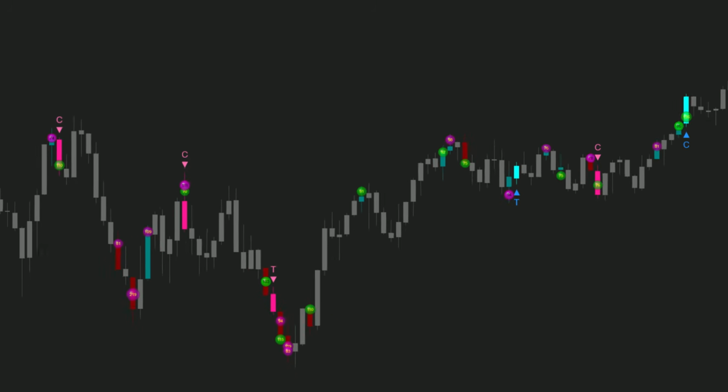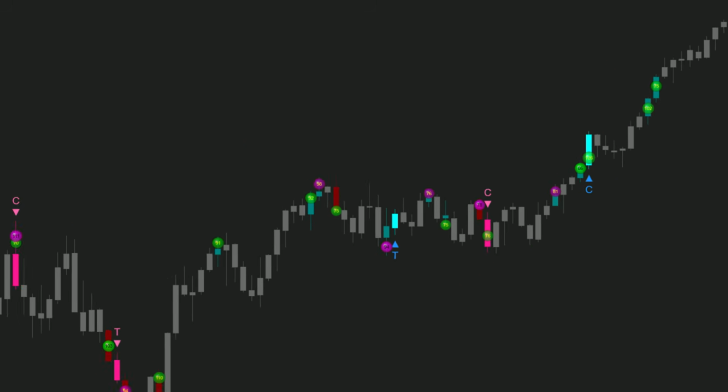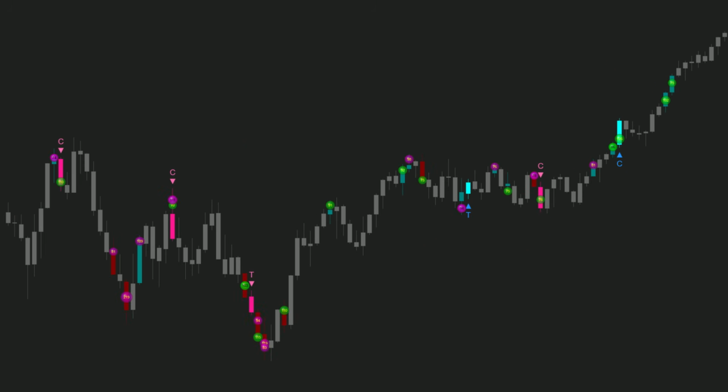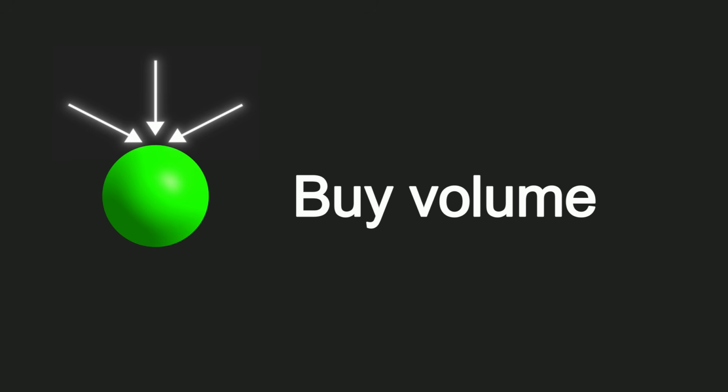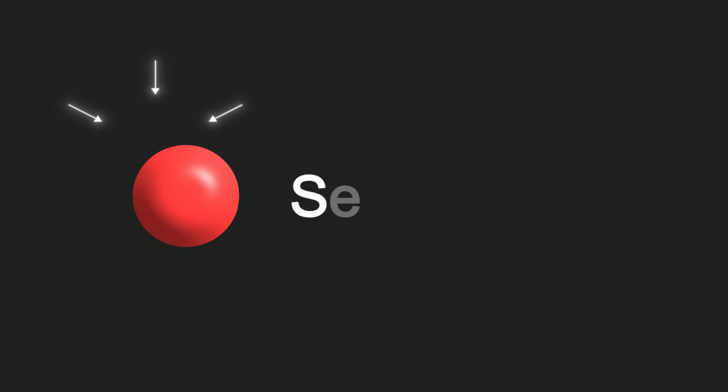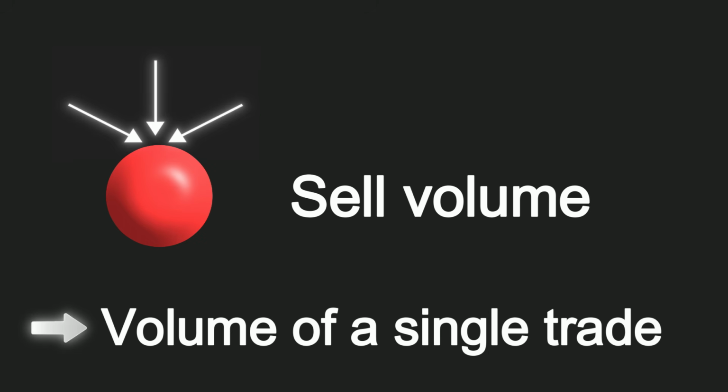A big trade. Just like the name suggests, a big trade represents an unusually large execution coming from a single participant or institution. Green big trades represent buy-side executions that exceed the volume threshold defined by the indicator. Red big trades represent sell-side executions that exceed that same threshold. And it's important to understand one thing. We're talking about the volume of a single transaction, not the volume of an entire candle or any other aggregated measurement.